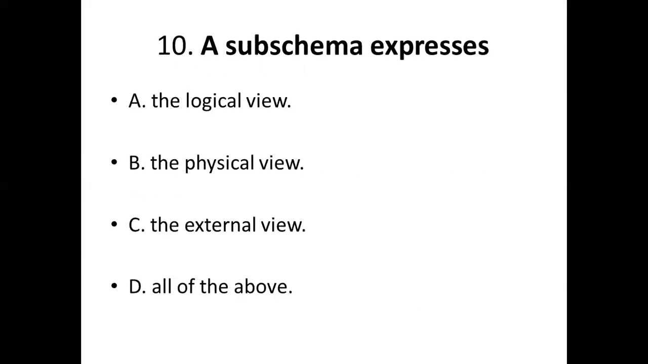Tenth bit: A subschema expresses: option A, the logical view; option B, the physical view; option C, the external view; option D, all of the above. Answer: option C, the external view.